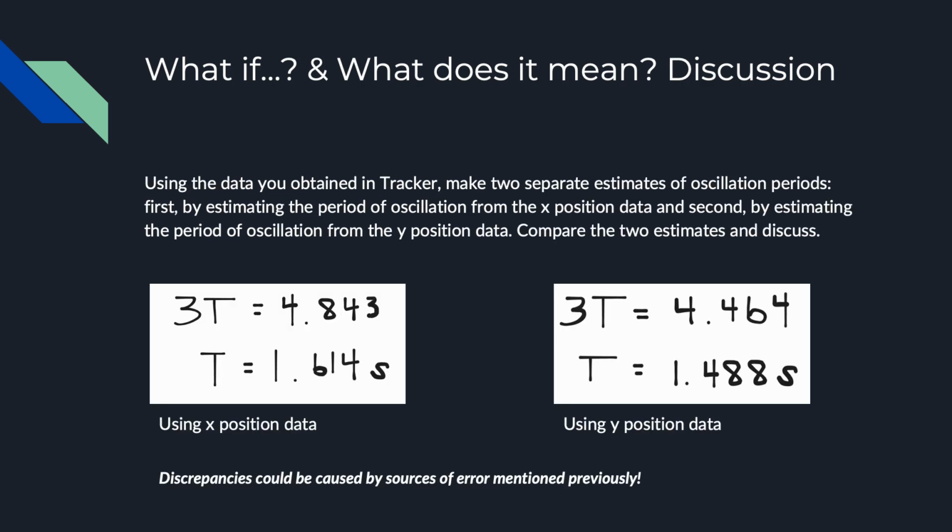This question wants us to estimate the period of oscillation. I calculated the period of oscillation by using values from Tracker over 3 oscillations. For X, t is equal to 1.614 seconds, and for y, t is equal to 1.488 seconds. So there are some slight discrepancies between t, and this could be caused by sources of error mentioned previously.